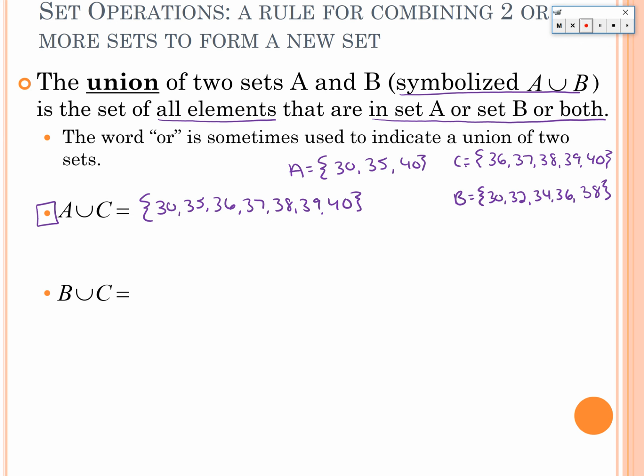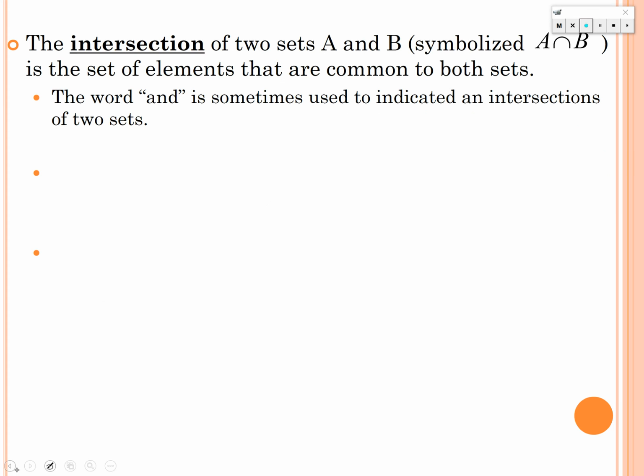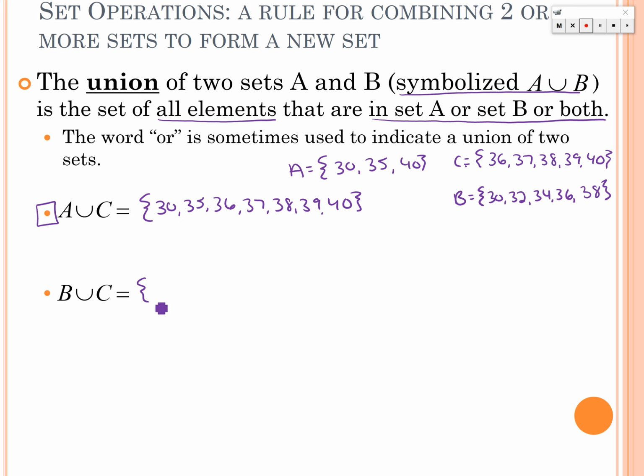All right, so B union C, we're going to have 30, 32, 34, 36, 37, 38, 39, and 40. But notice set B and C, they have 36 and 38 in common, but I just write them each once. I still write the elements that they share, but I just write them once.